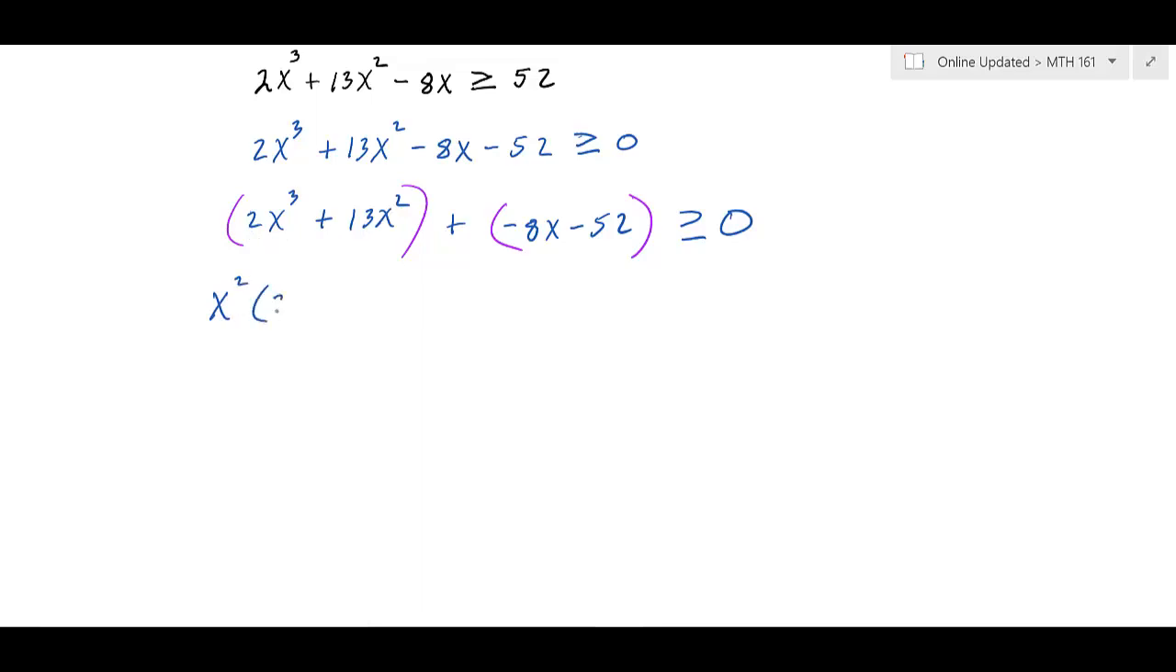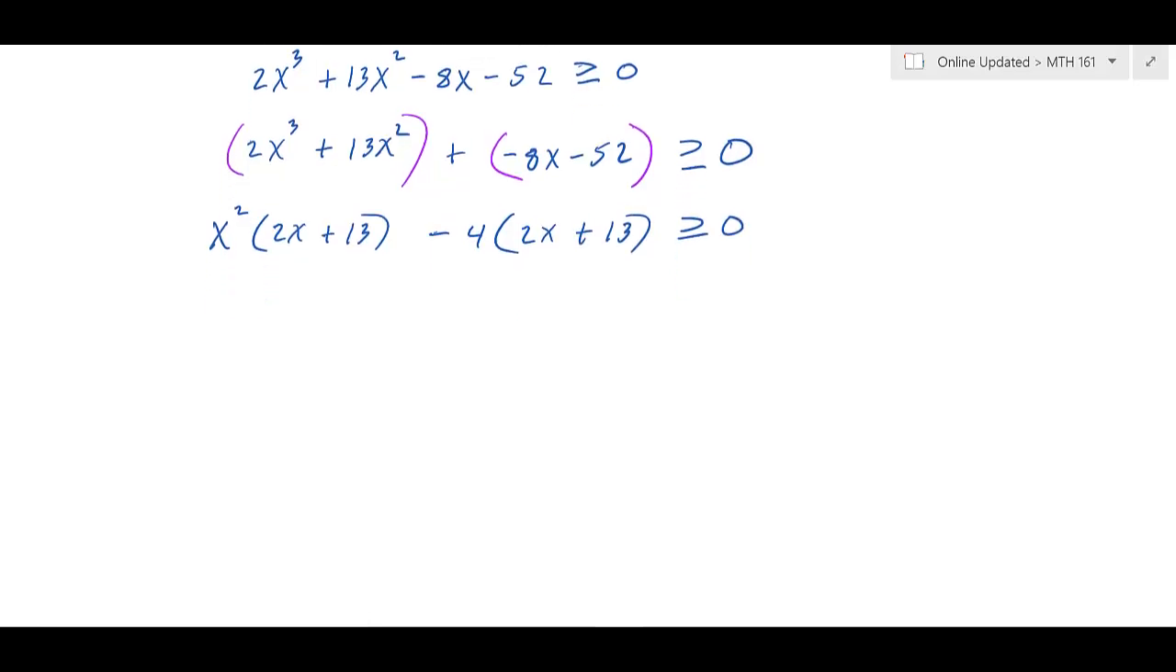So we would end up with 2x plus 13. And over here, we can factor out what's going to go into 8 and 52. It looks like we could factor out a negative 4, and we'd be left with 2x and a positive 13. And now we have a 2x plus 13 here, a 2x plus 13 here, so we can factor out the 2x plus 13, and if we take that out, in this first grouping we're left with the x squared, and over here in the second, we're left with the negative 4.